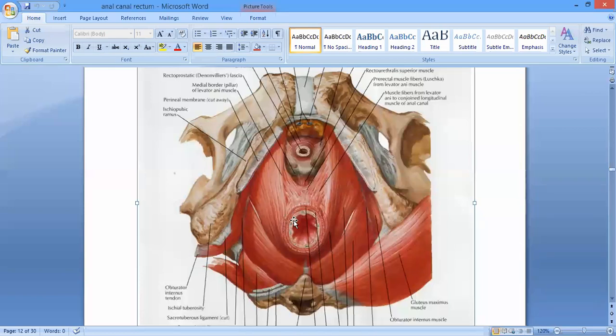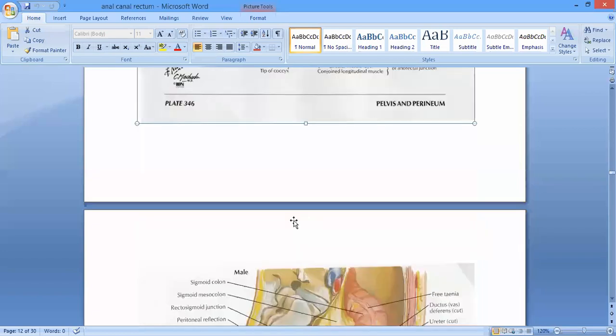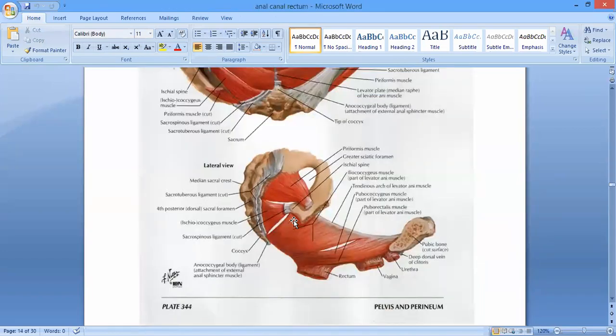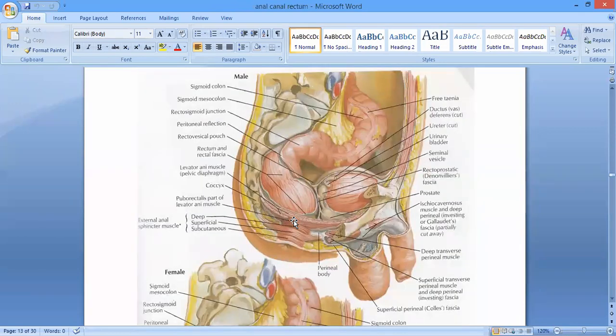ठीक है जी? Is it clear, ji? If you have a problem, yes, you can ask me, right? Okay. Now, this anal canal, it is about 1.5 inch or 3.8 centimeters in length, right? ठीक है जी? It's about 1.5 inch or 3.8 centimeters, and it extends from where?